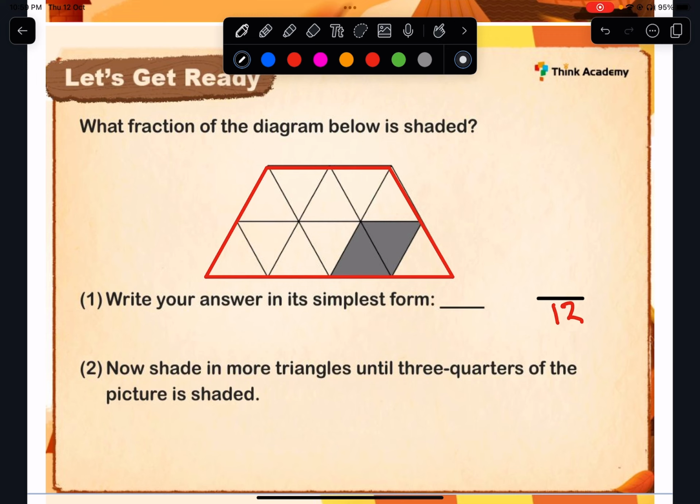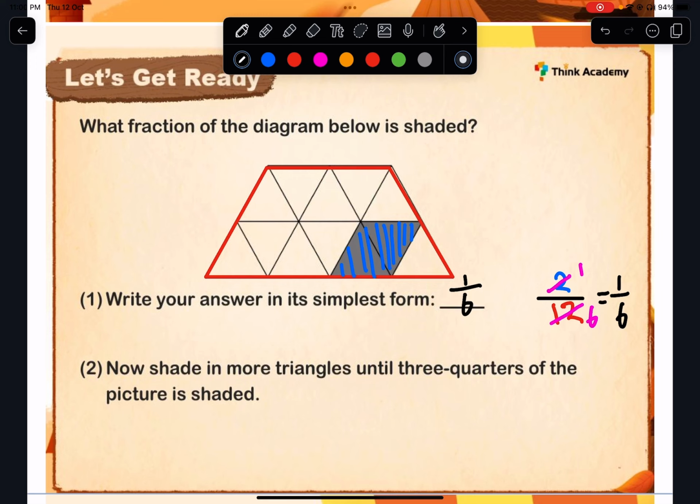So how many pieces I have shaded? 2, right? We have 2 parts shaded. So that's why the numerator is 2. Perfect, but that is not the final answer because 2 and 12 can be simplified. They have common factors. The common factor is 2. So we can cross the 2. 2 divided by 2 is 1. 12 divided by 2 is 6. So the final fraction is 1 out of 6. So 1 out of 6 parts is shaded in the diagram.